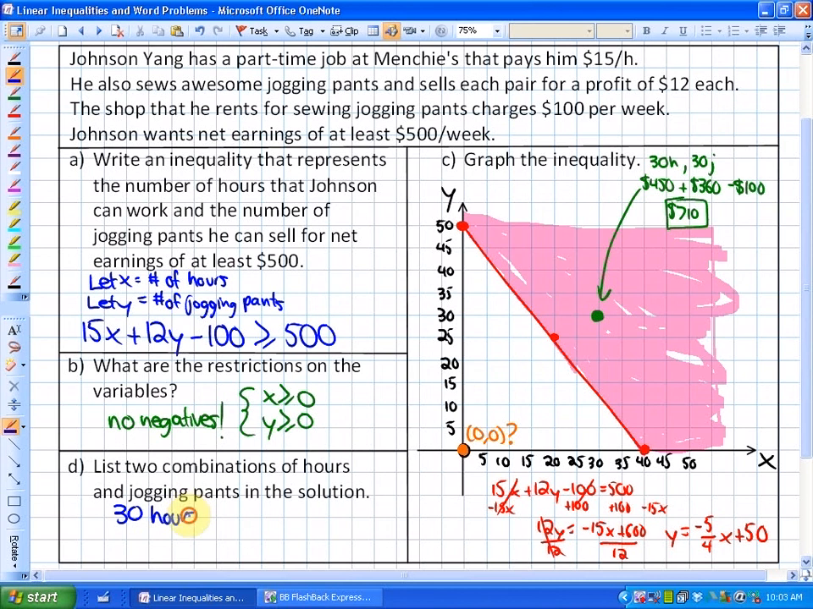30 hours and 30 JPs, or jogging pants. Another possible combination, and there's lots of them, could be this purple one right here. That would be 25 hours and 50 jogging pants. That would also be part of the solution.